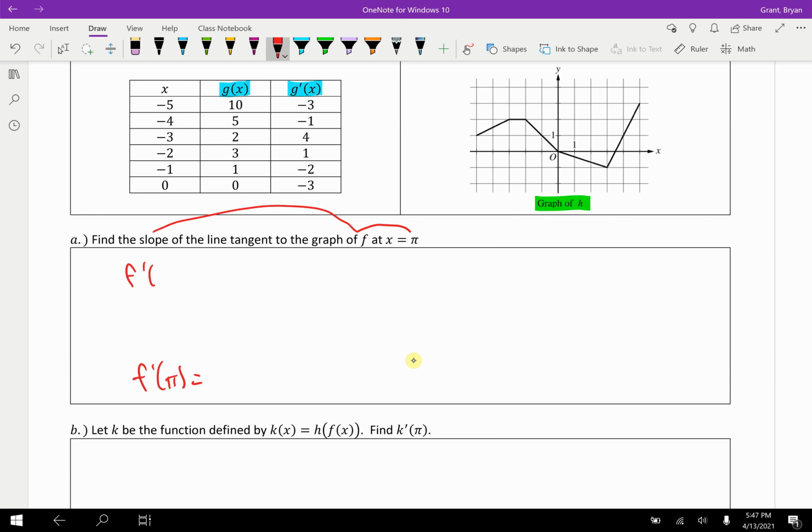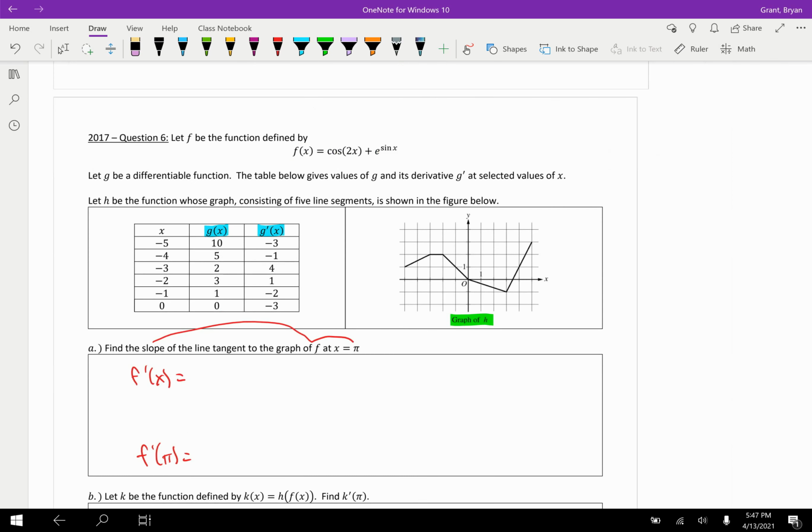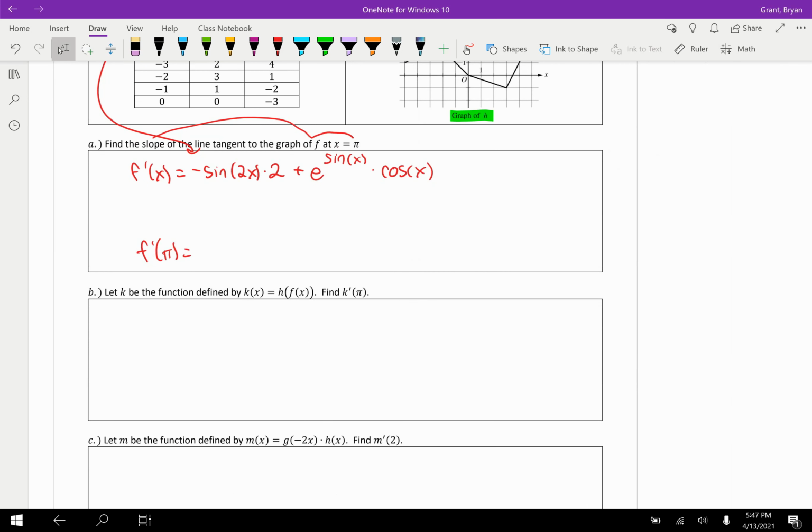In order to do that, we need to find f prime of x. We need to actually find the equation. So we have this guy up here. We need to take its derivative. So we do the derivative of cosine. That's negative sine. Keep the inside the same. Chain rule. Plus e to any power is always itself. But then we need to multiply by the derivative of that power, which is cosine. Very nice. And then we go further. F prime of pi. Well, that's easy. Negative sine of 2 pi times 2 plus e to the sine of pi times cosine of pi.